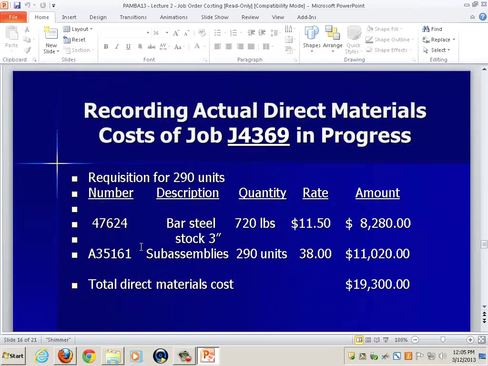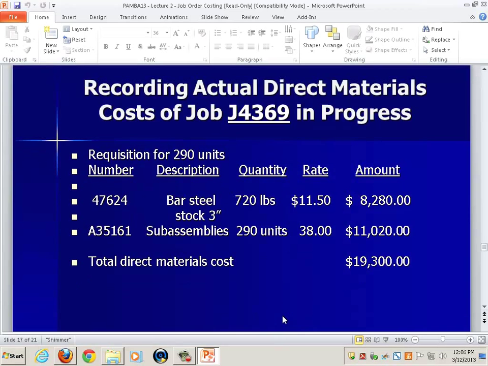So we tally up the costs. The bar steel, we just repeat it. We put the assembly in, 290 units of sub-assemblies for a batch of 290 units ordered. The rate for the sub-assemblies is $38. The amount is $11,020. And the total direct material cost actual for the 290 units is $19,300.